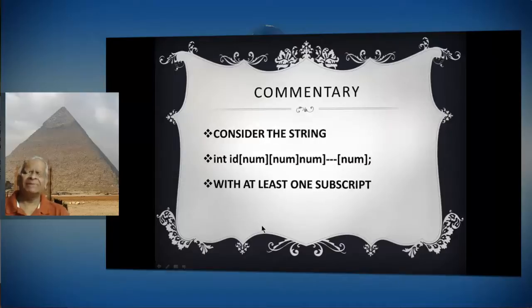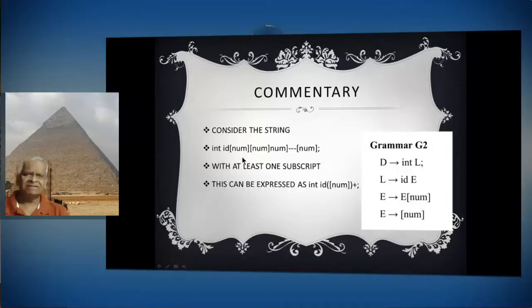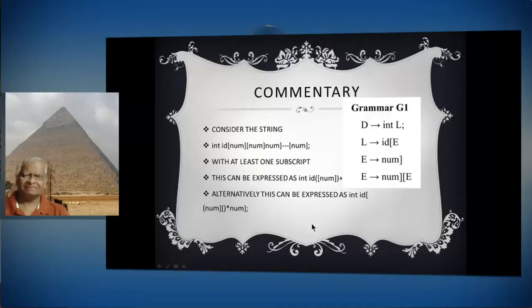But let us see multidimensional arrays. For this we will use regular expressions. Consider this string of multiple dimensions, 1 or more dimensions for the array. At least 1 dimension must be there. This can be written as int identifier, followed by the one-dimension pattern with a plus. This regular expression says one or more dimensions. This is indeed correct. This correctly gives me correct declarations. This is what grammar G1 does.